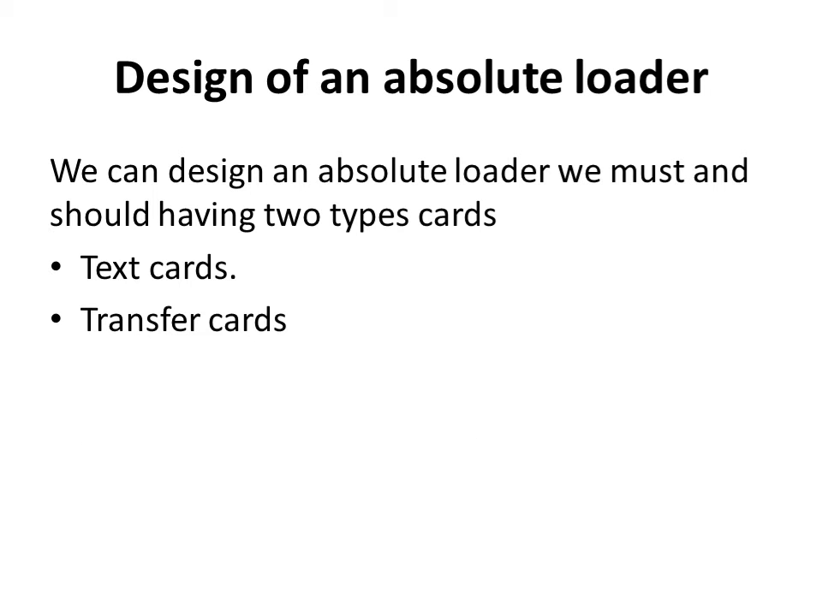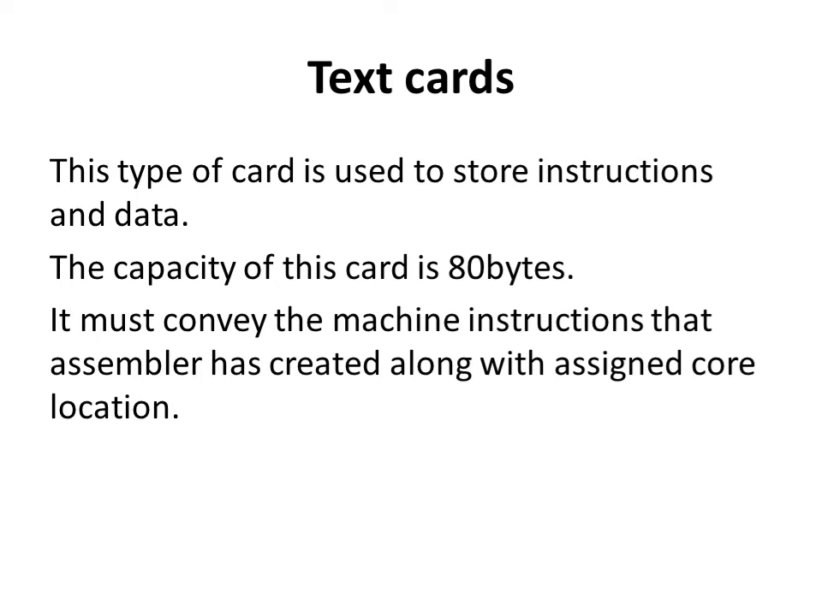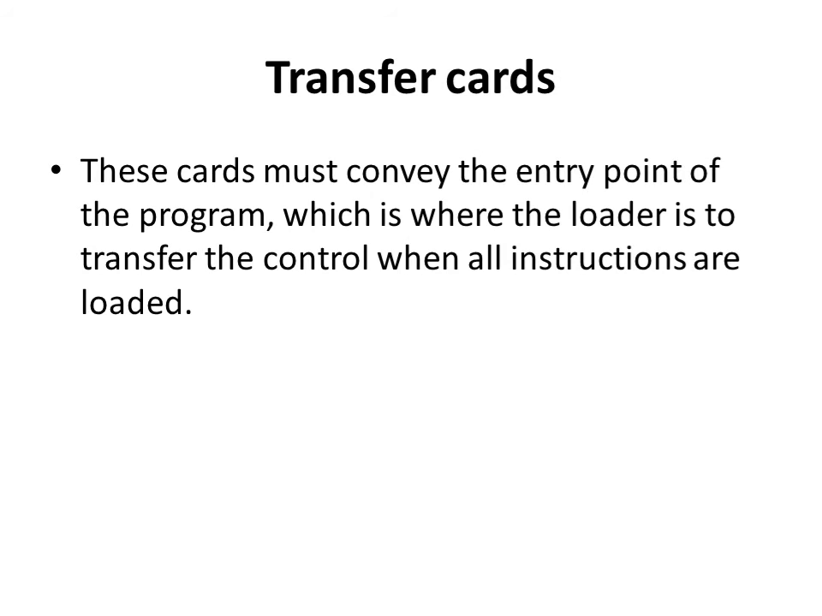Design of an absolute loader. Before knowing that, we need to know two things: text cards and transfer cards. Text cards are basically used to store instructions and data. Usually the capacity is around 80 bytes. And transfer cards convey the entry point of the program, that is, where the loader has to transfer the control when all the instructions are loaded.